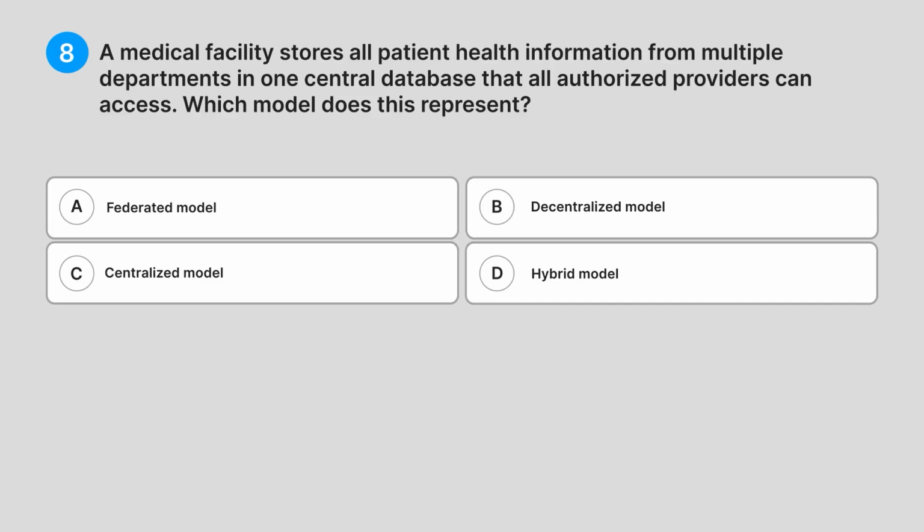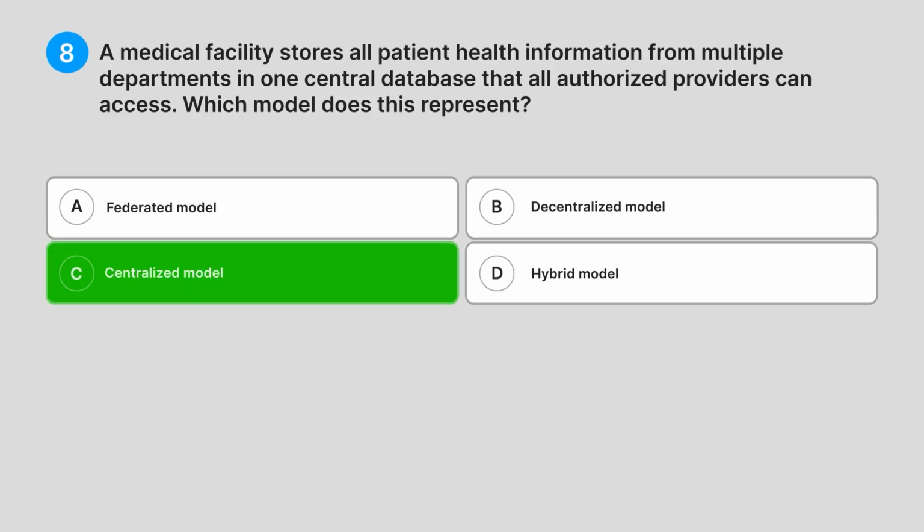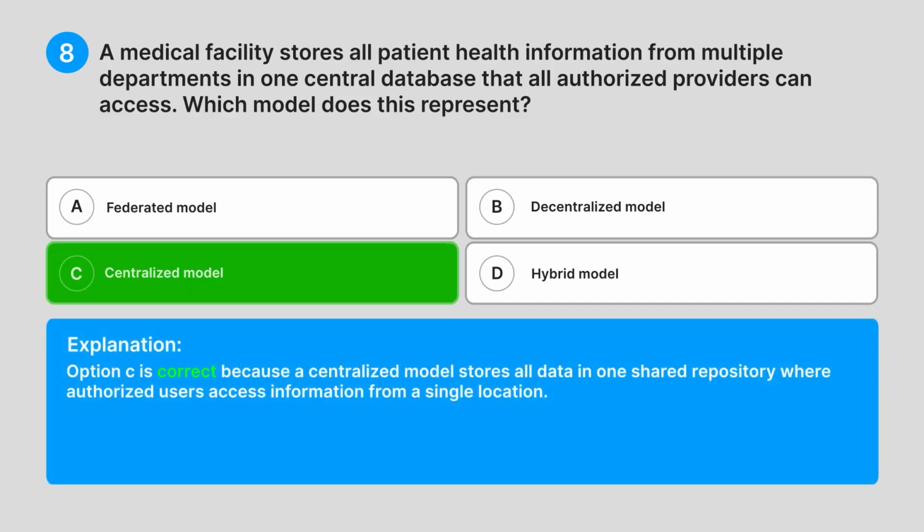Correct answer, C. Centralized model. Explanation. Option C is correct because a centralized model stores all data in one shared repository where authorized users access information from a single location.